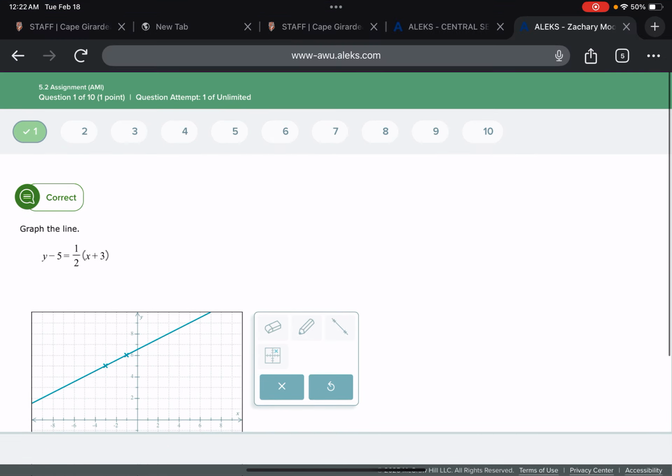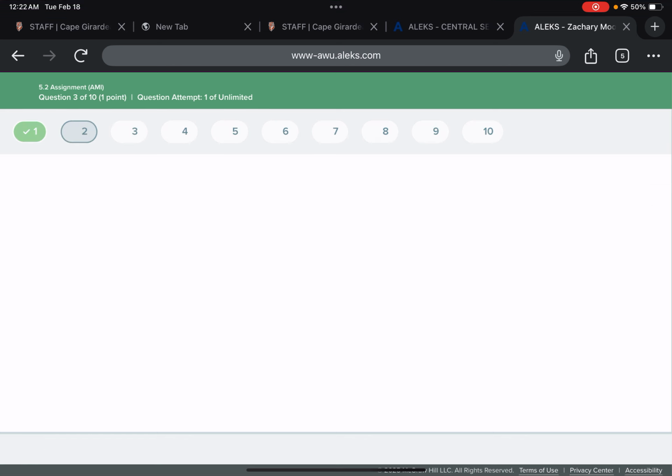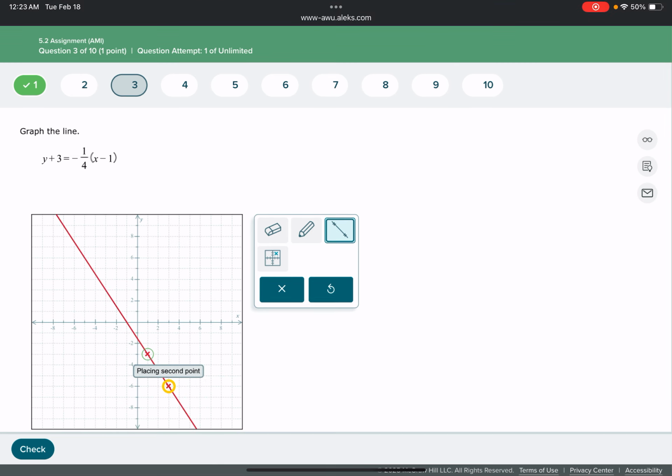Number 1 is the same as number 3. Okay, so you're doing the same thing. Your slope is a negative 1 over 4. And then your x-coordinate is a positive 1, and your y is a negative 3. And then our slope was down 1, and then to the right 4.